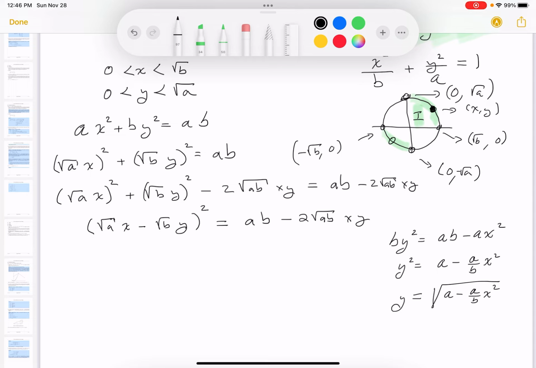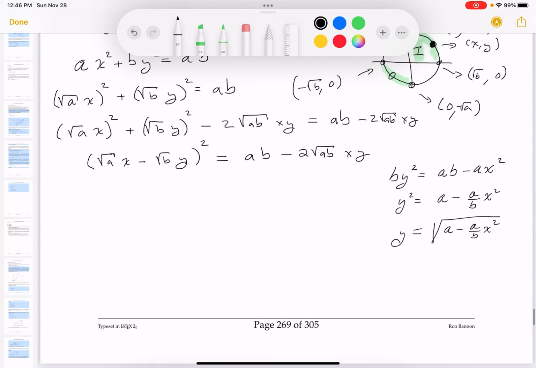I got this over here. I still don't have the xy though. I'm going to introduce it by multiplying both sides by x. So I get xy equals x times this thing over here. And again, this could prove another dead end, but I got an xy in the problem.